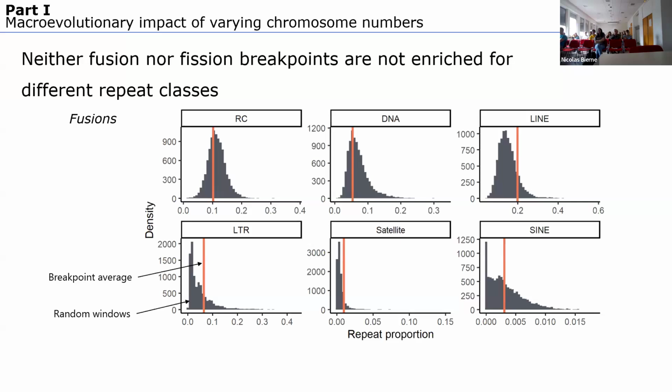Looking at it so far, so what my PhD student Camille did, she looked at breakpoint windows by comparing the sister species and looked at the distribution of repeat elements and compared it to random windows across the genome. And what we can see is basically the breakpoint average here in orange overlaps with the random distribution. So overall, we find no enrichment for different repeat classes for neither fusions or fissions. But mind, this is at the class level, so now she is getting deeper in the annotation of the transposable elements. We cannot exclude that there could be something going on, so it stays exciting.